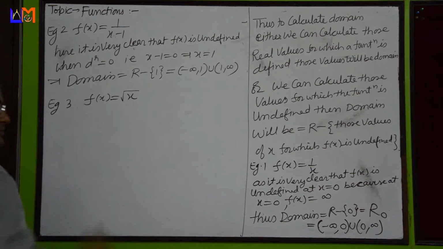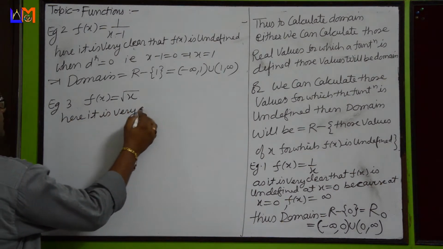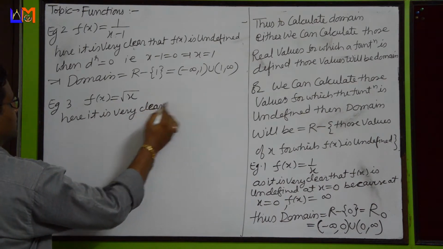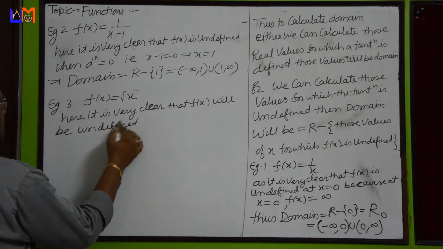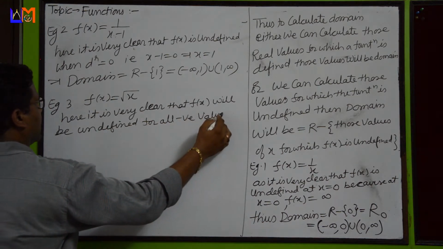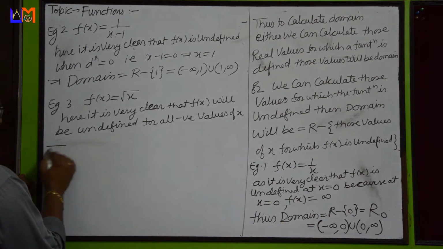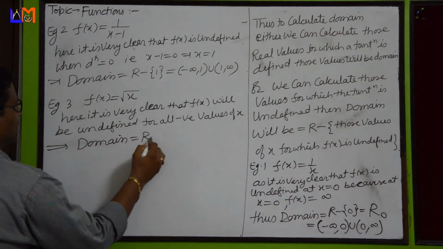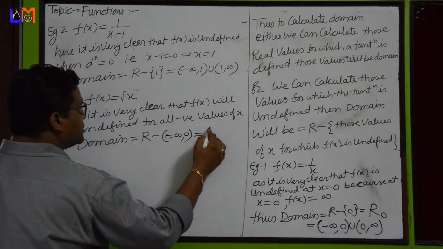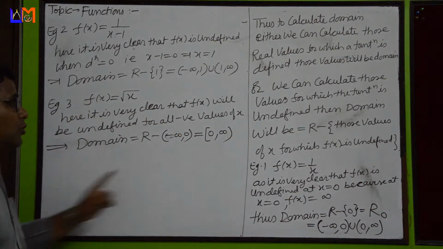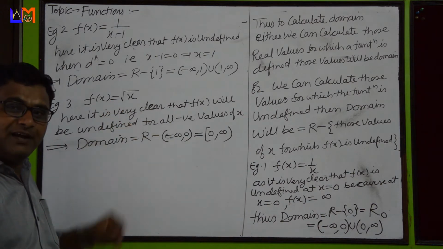fx is equals to root x. Here it is very clear that fx will be undefined for all negative values of x. Since all negative values of x, this implies domain will be what? All real number minus all negative values minus infinity to 0. So domain becomes 0 to infinity. Here I have used close bracket on 0 because we can include 0 in our domain. At x is equal to 0, this function is defined.